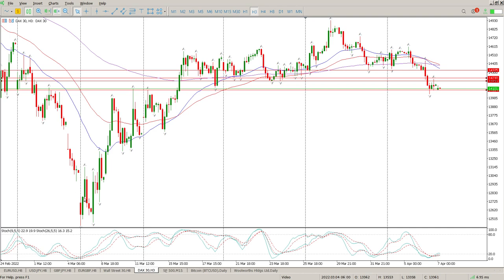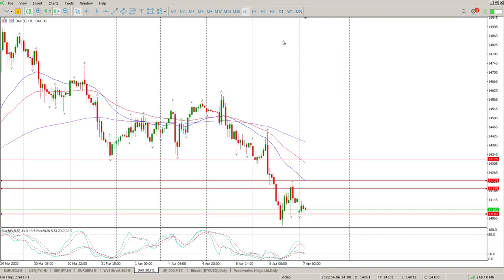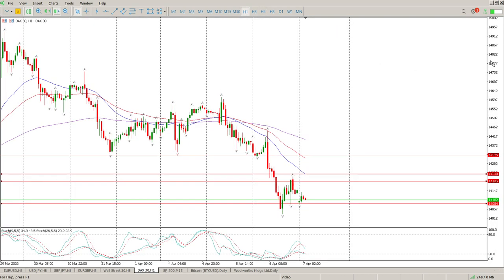So you can see shoulder, head, shoulder. We've broken up. We haven't come back to test it. We tried there, we tried again. Now we are testing it. So with all of that noise in your head, it is quite a simple situation.